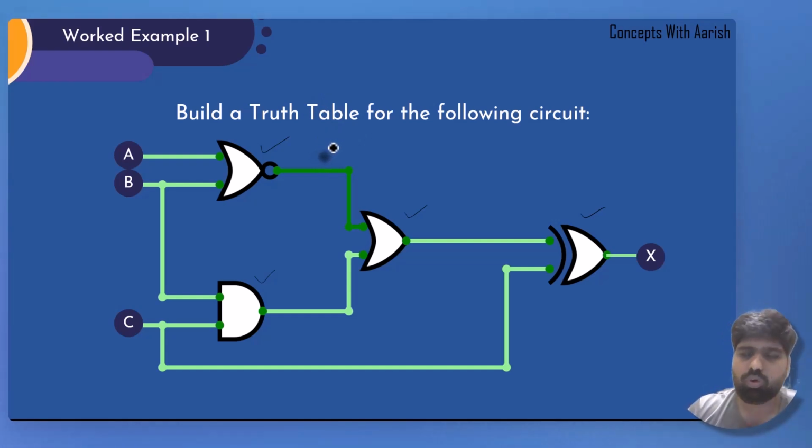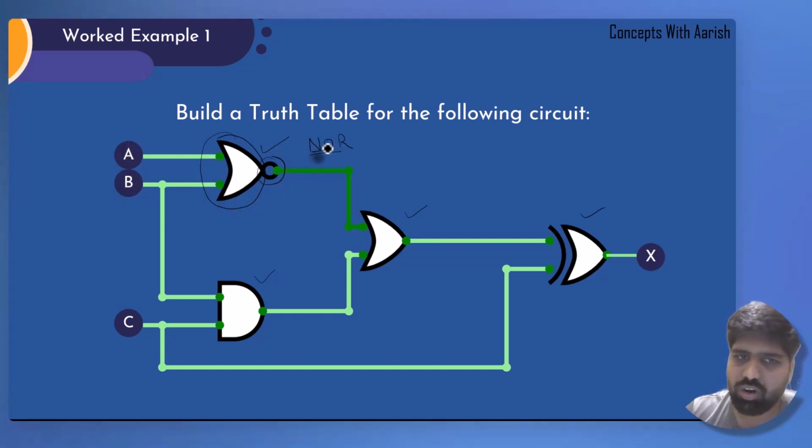Over here we have what is called a NOR gate. You can identify it by seeing the fish shape and a dot at the end. The dot represents the NOT and the fish shape represents the OR gate, so that becomes a NOR gate. A and B are getting NOR together.